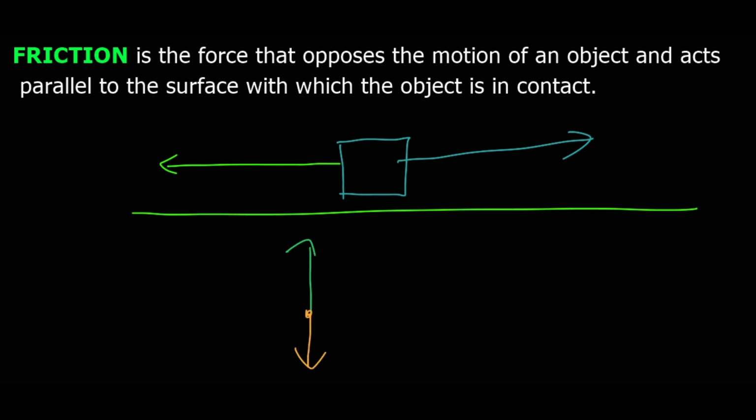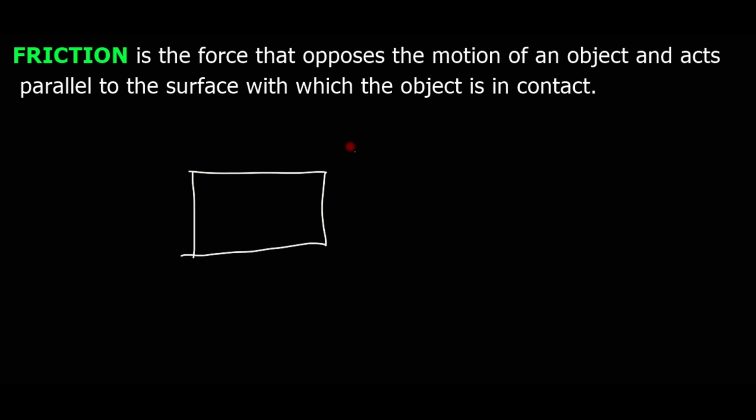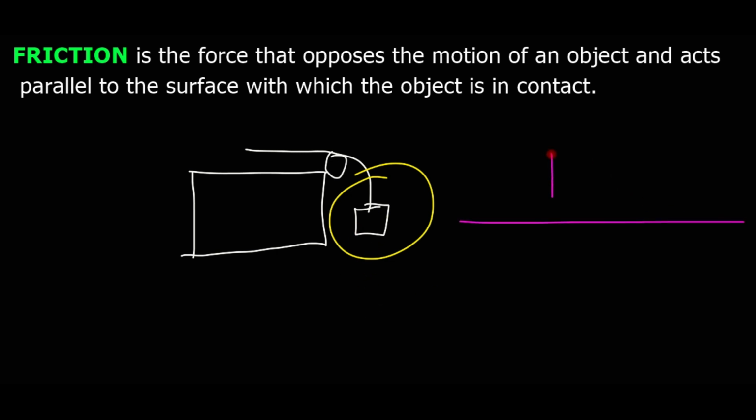And then another thing that is important: an object is in contact with the surface. This is the surface, and this object is in contact with this surface. But let's say an object is hanging in this case. For the reason that this object is on the surface, this object experiences a frictional force. This is the surface, and the object is in contact. So this is all about the frictional force. It's a force that opposes the direction of motion.